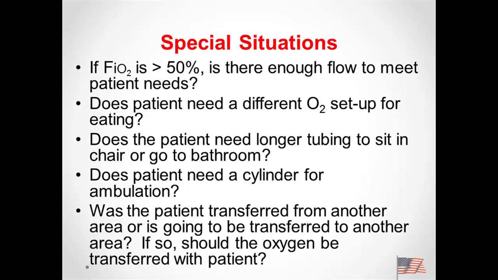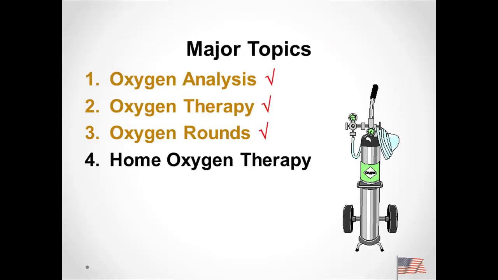Maybe they need a separate setup for eating. Does the patient need longer tubing to sit in a chair or go to the bathroom? If they are ambulating, well, let's accommodate them. Does the patient need a cylinder for ambulation? And what about if I find a patient, where did you come from? I see oxygen on your face and I don't even know who you are. Well, he might have got transferred from another area and we were never notified. So we want to make sure that we got that. Or conversely, if the patient's being transferred to another unit, we may have to accompany them for that transport, although in a lot of hospitals the transporters are trained on how to use oxygen.